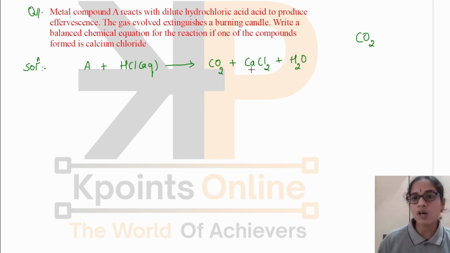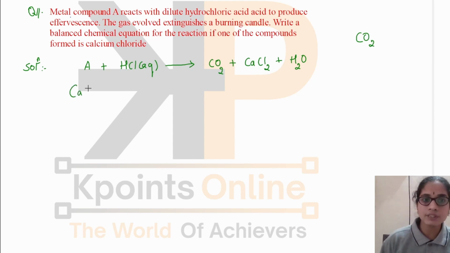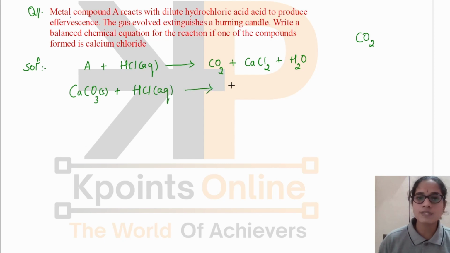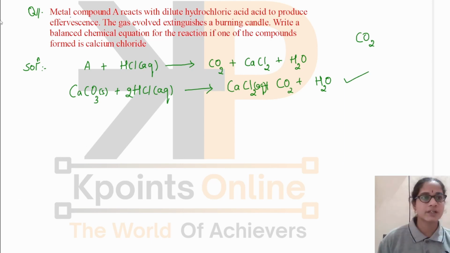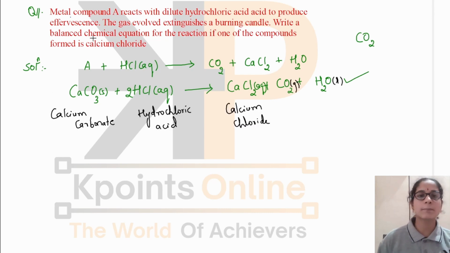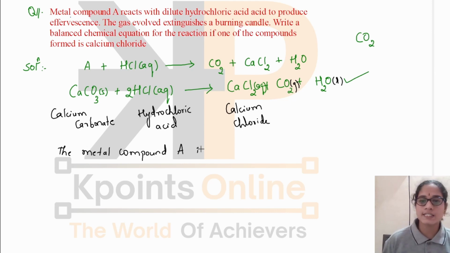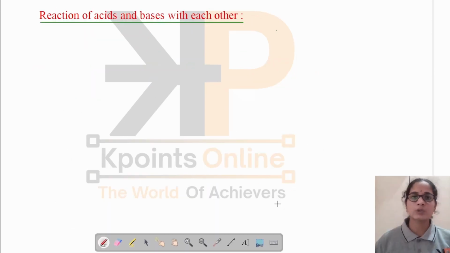Okay. We have got a salt from calcium. Then the metal carbonate should be calcium carbonate. Okay. This is a metal carbonate. When it is made to react with the aqueous solution, that is hydrochloric acid, it forms the salt calcium chloride plus carbon dioxide plus water. Yes, this is the equation. You can write the names of the reactants and products. It is calcium carbonate. So the metal compound A is calcium carbonate. Okay. Now we are going to study the reaction of acids and bases with each other.